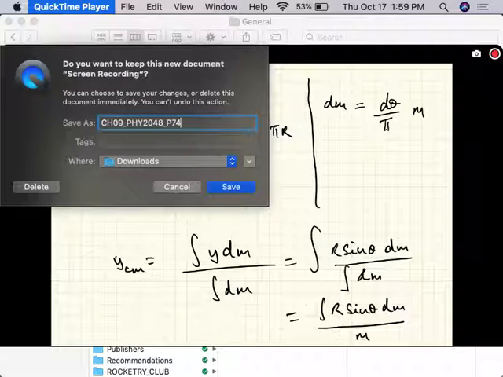Given the density, then you would just express the mass.